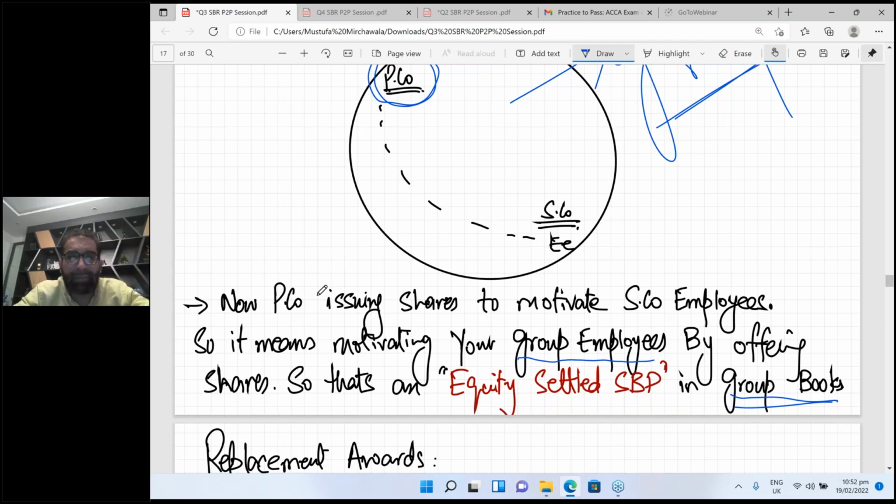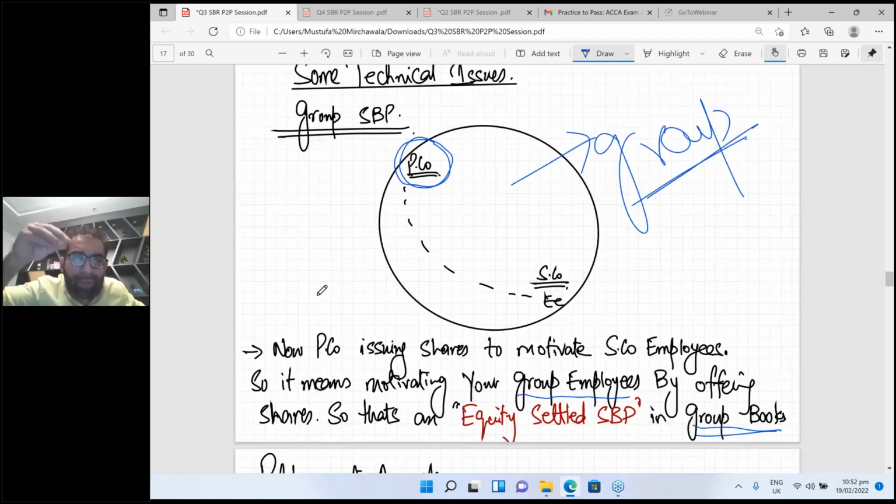Are you getting it? Very simple. P company is one member of the group. S company is also one member. One member of the group is issuing shares within the group. That means group employees: S company employees and P company employees. They all are group employees. They all are working for the group.